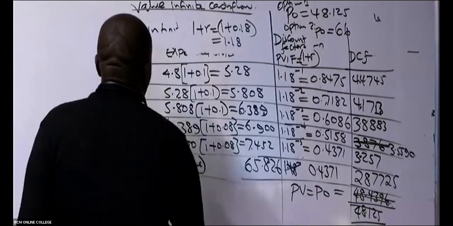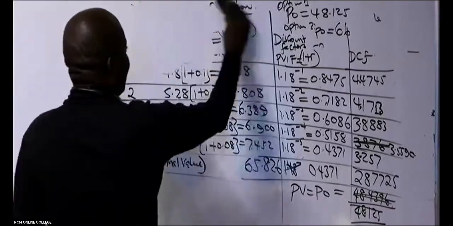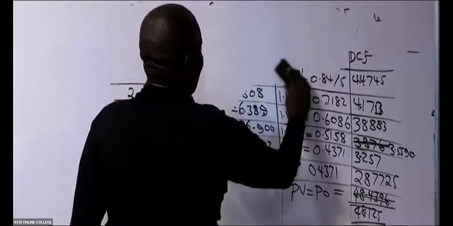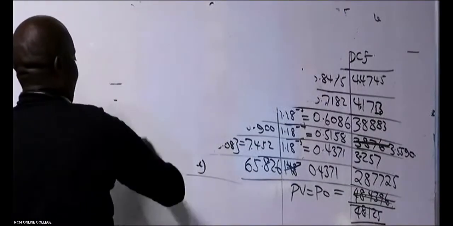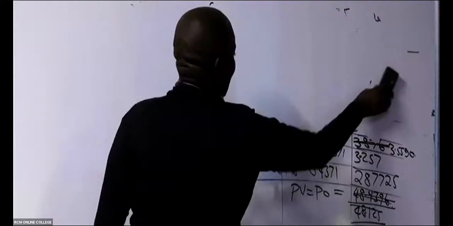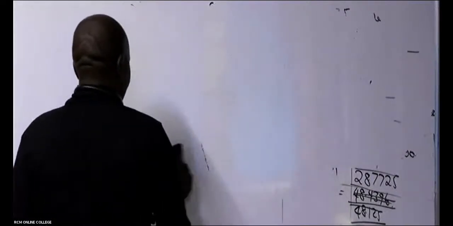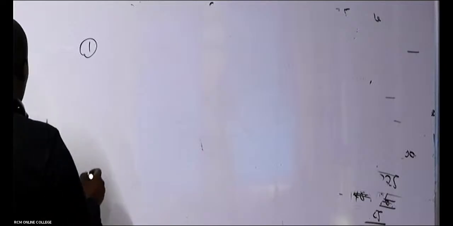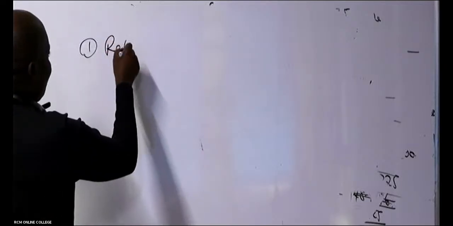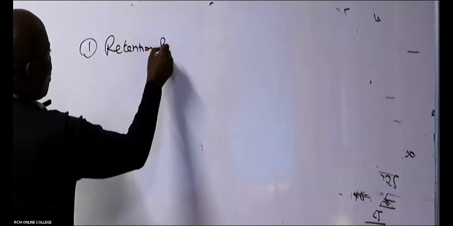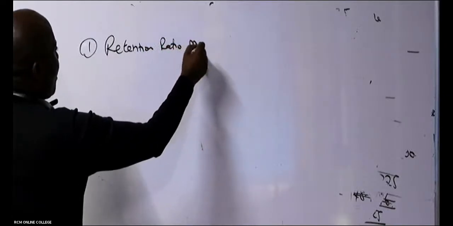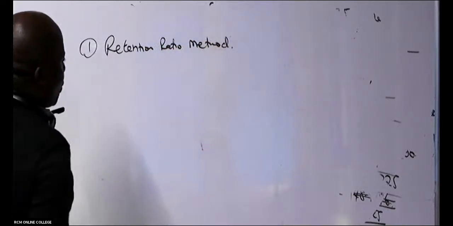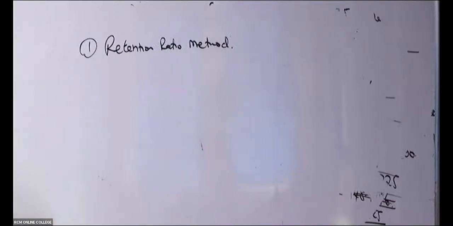So give me a title there: methods of computing the growth rate. Number 1, we have in this case here what we call the retention ratio method. That's number 1.